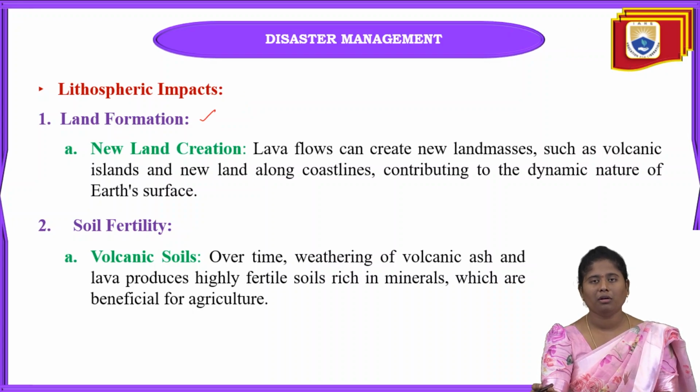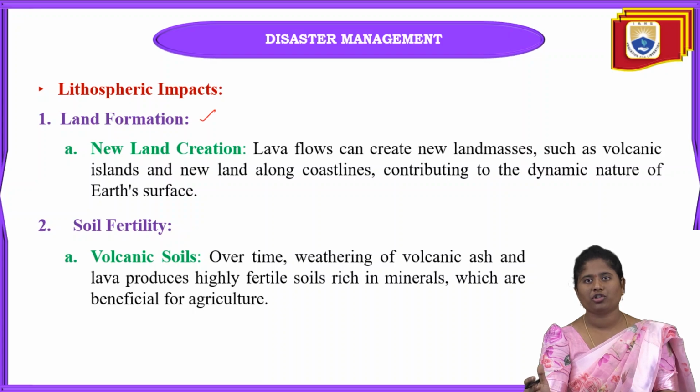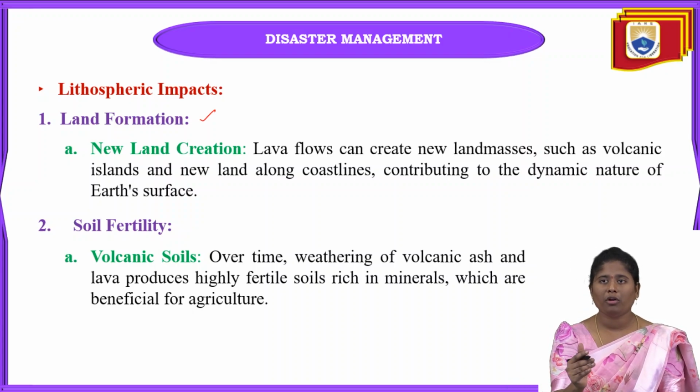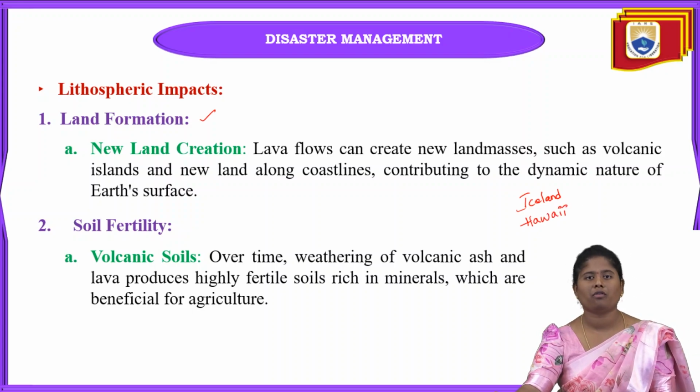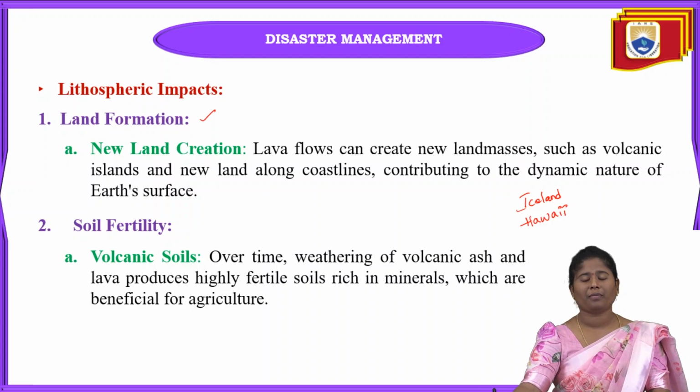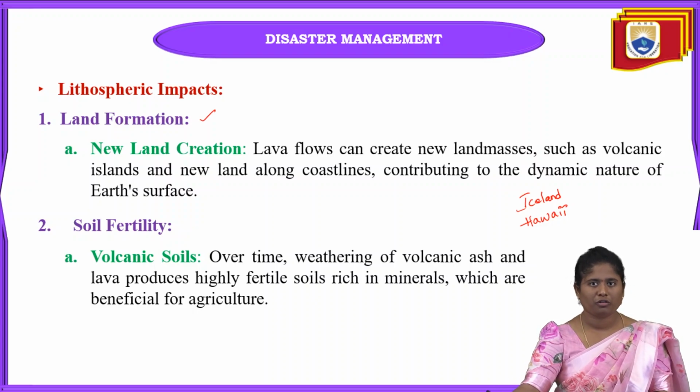Next one is lithospheric impact, and in this, the first one is land formation. Because of the volcanic eruption or the lava flowing, this can create new landforms such as volcanic islands and also new coastlines here. Some of the islands formed by volcanic activity are Iceland and also Hawaii. These two are islands formed due to lava flows, and they are called volcanic islands.